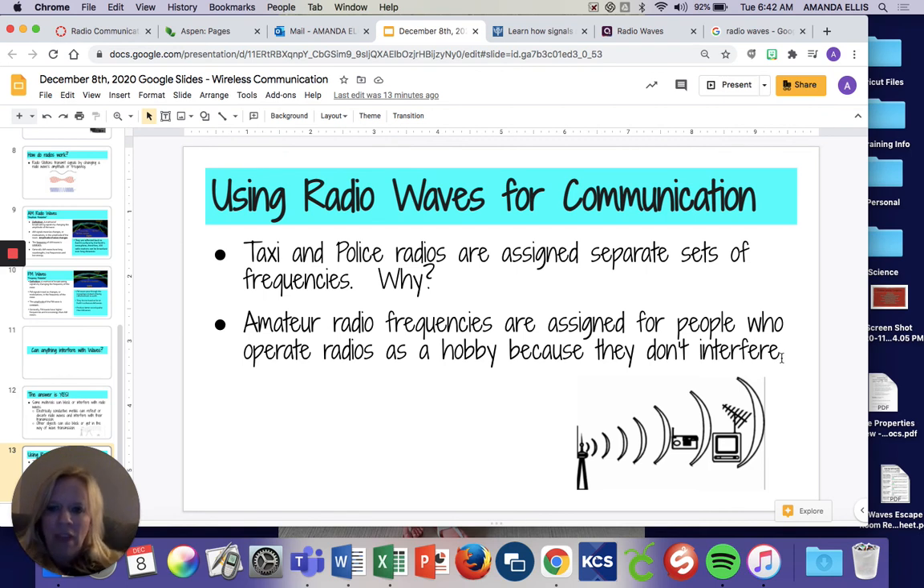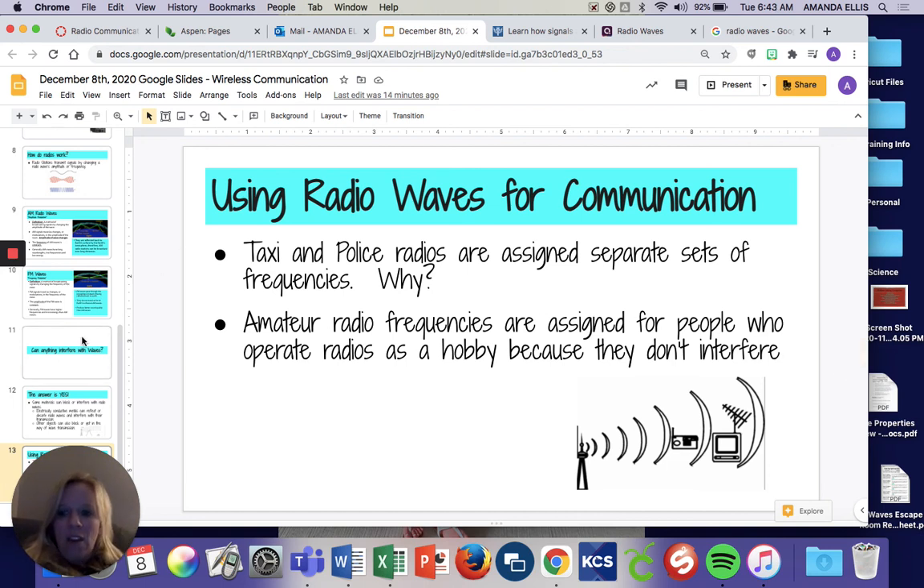Amateur radio frequencies are assigned for people who operate radios as a hobby because they don't interfere with each other. So people that have their own radio stations or local stations, or have some kind of hobby where they do things over the air, have their own frequencies as well because that helps keep things from interfering.